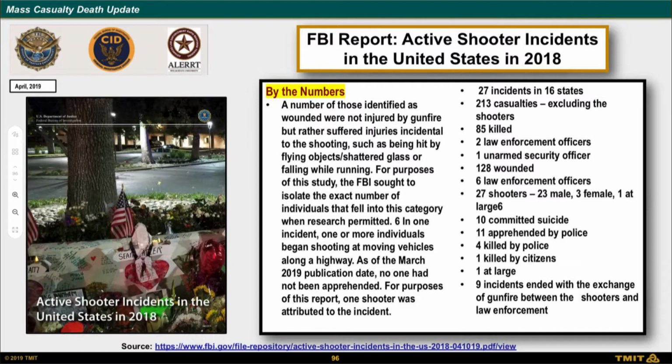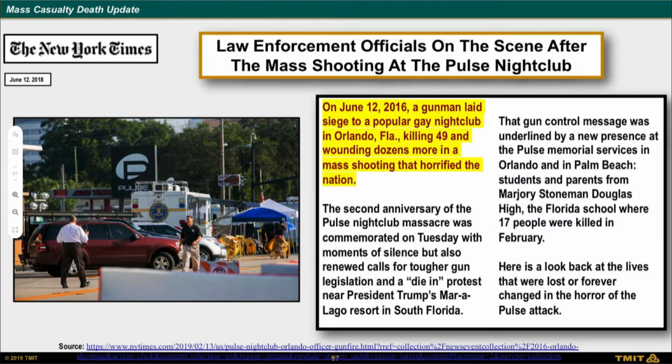What this really shows is that active shooters come in with a limited plan. Normally, they don't have an escape plan, and whenever their plans are disrupted, they either commit suicide or they get into a shootout with the police and are actually captured. But the basic thing is they come in, they don't have a plan other than to just reap a bunch of carnage.